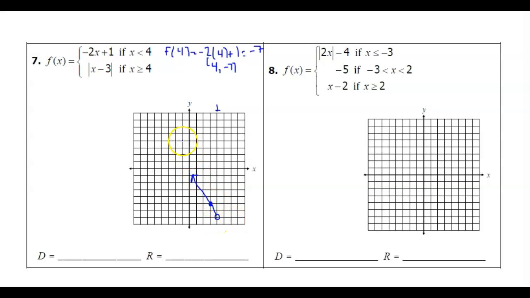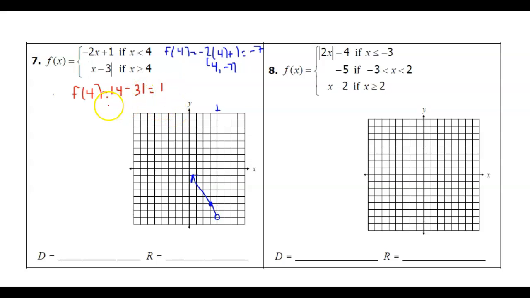Now I'll go to the next part of the function, which is when x is the absolute value of x minus 3. I'm going to go through the same steps. Let's figure out where our point is. Where does this break happen? We find f of 4 for the absolute value of x minus 3, which is our boundary point. The absolute value of 4 minus 3 is the absolute value of 1, which is just 1.